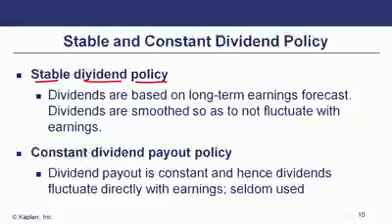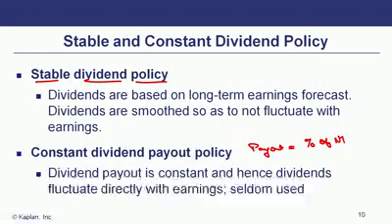Very, very rare to see this occur. Under a constant dividend payout policy, the dividend payment is actually allowed to fluctuate with earnings. So your payout is constant. The percentage of net income is constant. So if the company has a payout of 50%, they'll pay out 50% of whatever their earnings are. Since the earnings fluctuate, so does the dividend. So one of the big problems with the constant dividend payout policy is, even though the name says constant, it really results in highly variable dividend payments.